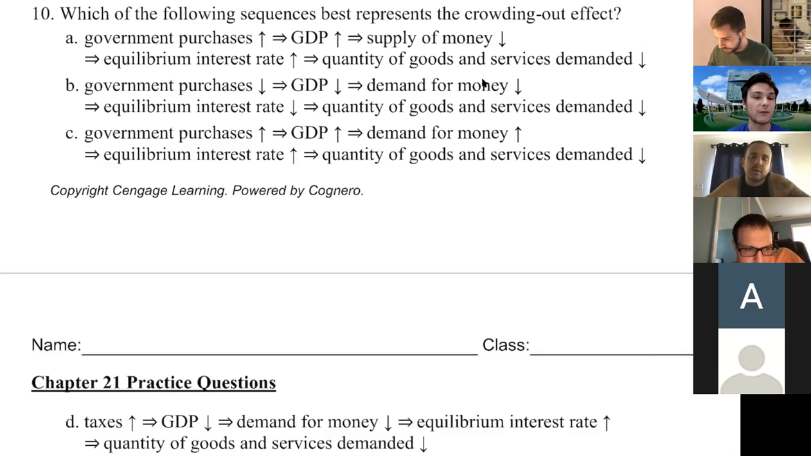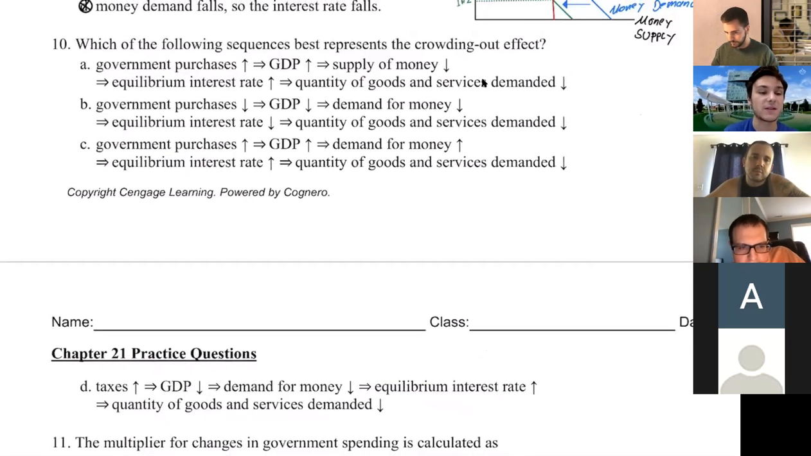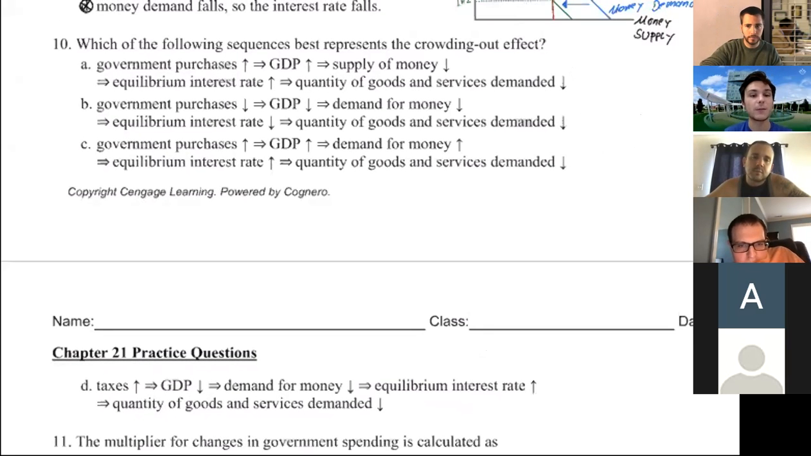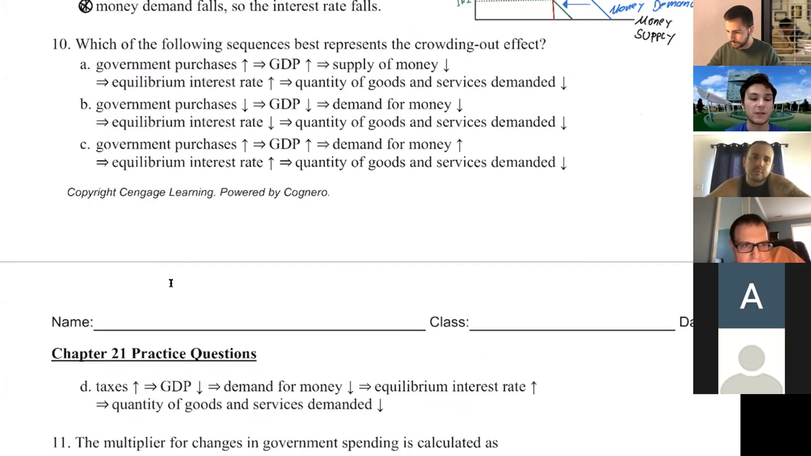So now we're going to have a higher interest rate, and it's going to be more expensive for people or businesses to borrow. So businesses aren't going to invest as much, and that's going to cause the quantity of goods and services demanded to go down. So your correct answer is going to be C, solely based on intuition. But that's kind of what you need to be thinking about with the crowding out effect: government purchases are crowding out private sector investment.